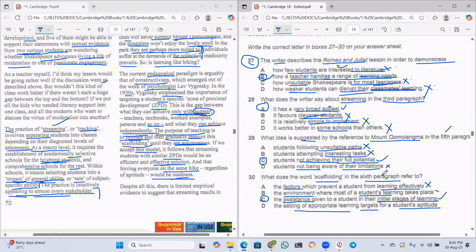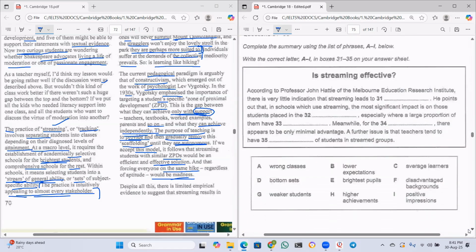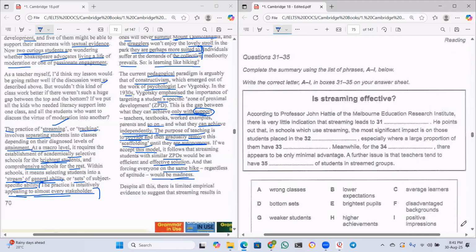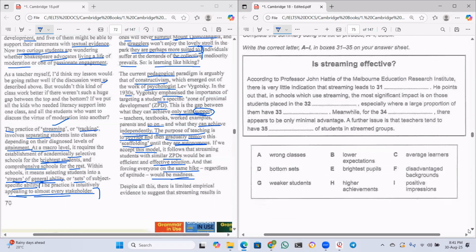So I think, yes, we have completed the 30th one. Let's move to the next set of questions. That is this one. Fill in the blanks. So 31 to 35. So what is he talking about? Is streaming effective? According to Professor John Hattie of the Melbourne Education Research Institute, there is very little indication that streaming leads to dash. Okay, so we have to read the next paragraph, I guess.